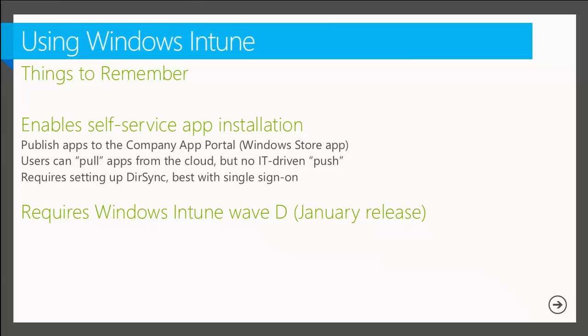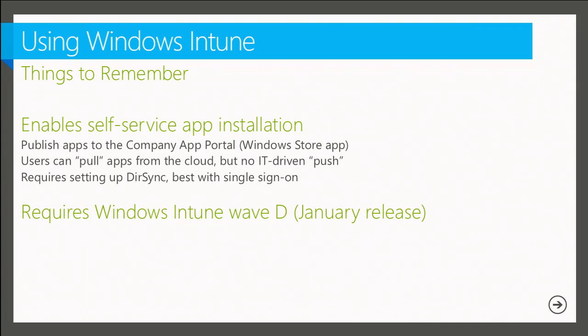So, in the case of Windows Intune, it has the Enterprise App Store functionality to enable enterprise employee self-service. You can go to the company app portal, which is the Windows Store app that we were looking at, and you can use that to pull apps from the cloud. Your users can go out, request the apps they want, they'll install. There isn't any IT-driven push using just Windows Intune. In that situation, in order to do push, you need to have it integrated with Configuration Manager.